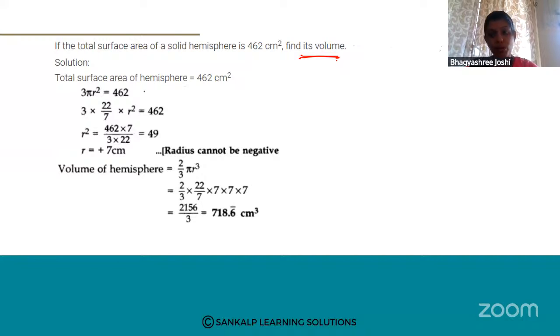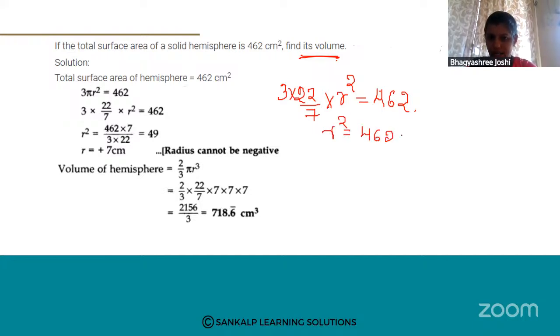And what is the formula to calculate TSA, that is total surface area? 3 pi r square is equal to 462. So 3 into pi value is 22 divided by 7 and r value we don't know. So r square is equal to total surface area, we know that is 462. Now transfer this 7 to this side and 3 into 22 to this side. That means r square is equal to 462 into 7 divided by 3 into 22.